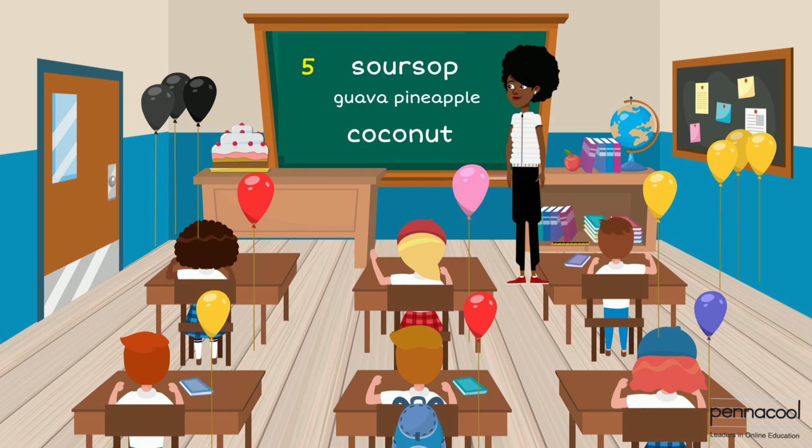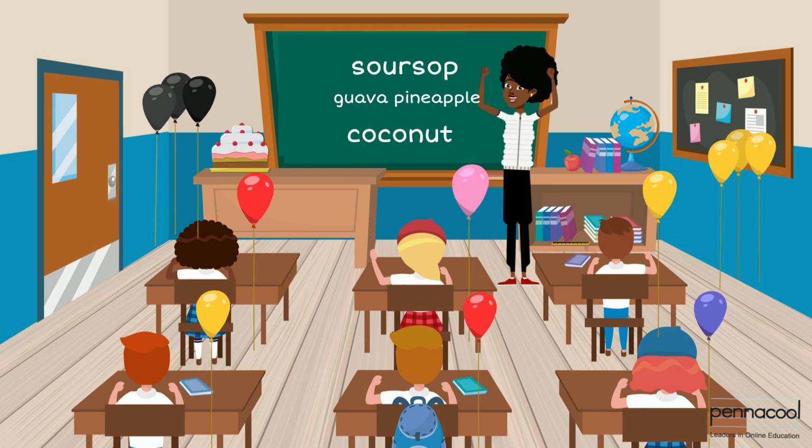When she asks who likes guava pineapple, 10 students raised their hands. So, she writes 10 next to guava pineapple. Lastly, when she asks who likes coconut, 20 students raise their hands. So, she writes 20 next to coconut.